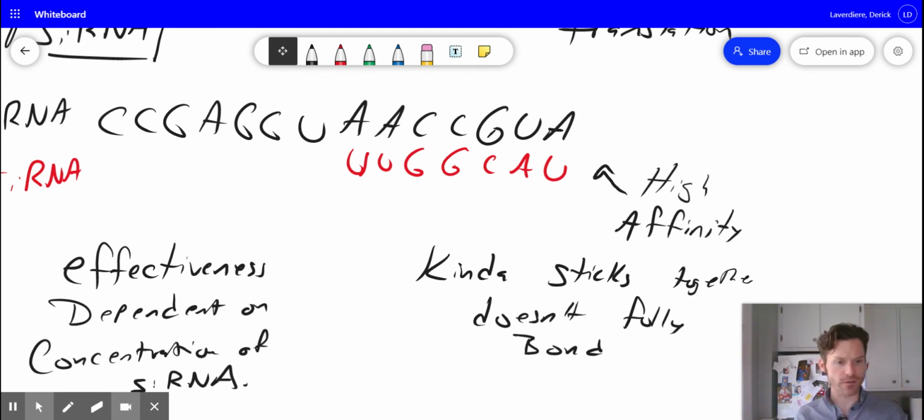And so the effectiveness of this siRNA in blocking the process of translation is highly dependent on the concentration of siRNA. And so the more siRNA that the cell makes, the more effective this blocking is. And so if it wants to completely stop this process forever, it makes a lot of the siRNA. If it just wants to slow it down for a little bit, it makes a little bit of the siRNA. Right? And then you can go anywhere in between. And so there's a lot of variation in here, and there's a lot of nuances in here as well.